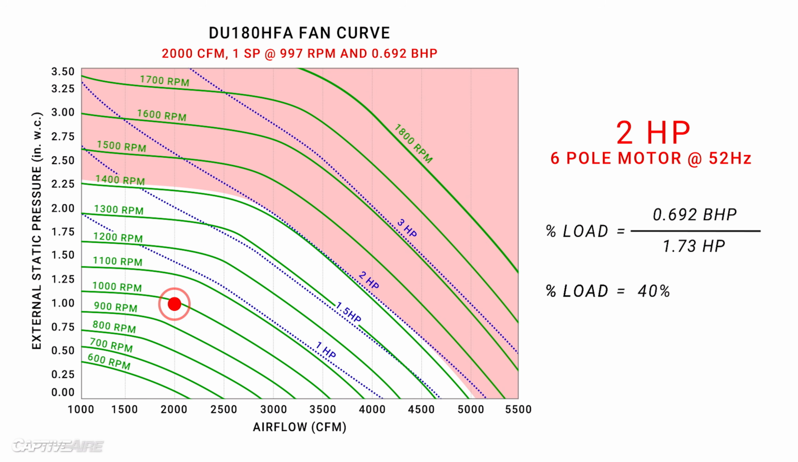So in our example we keep coming back to, we were at 52 Hz, which was okay, but the percent load was 40%. So let's stay with the 6-pole motor, but this time select the 1.5 horsepower option. If we do the math, the percent load is now 53%. We could even go down to a 1 horsepower motor and it would be at 80% load.